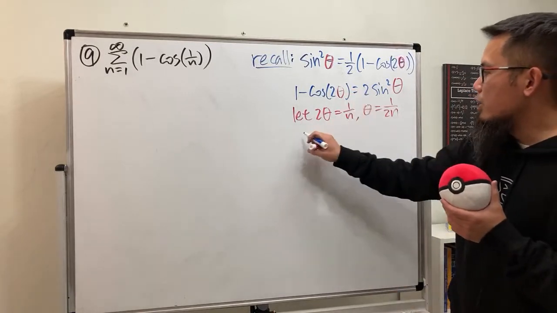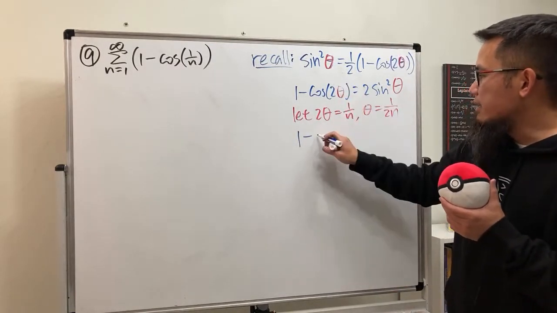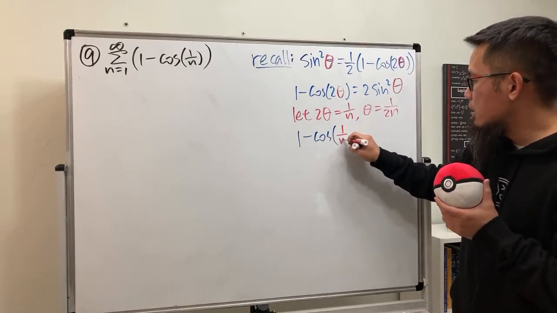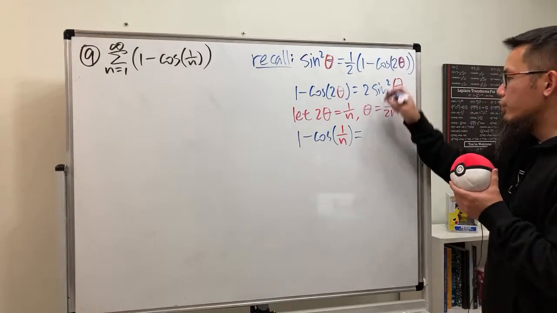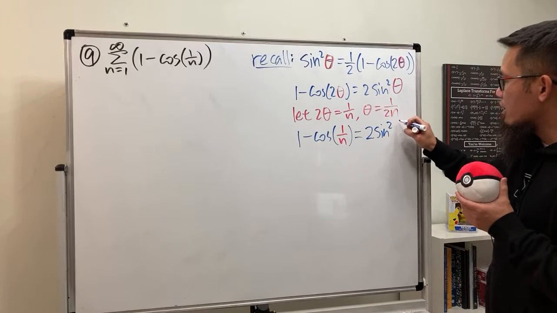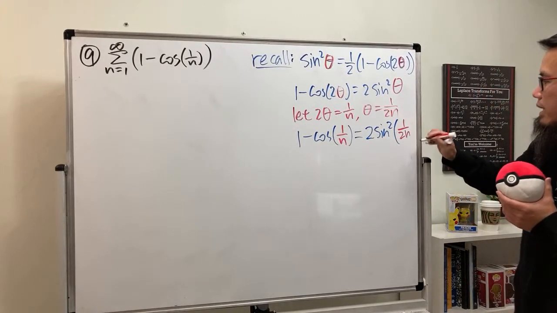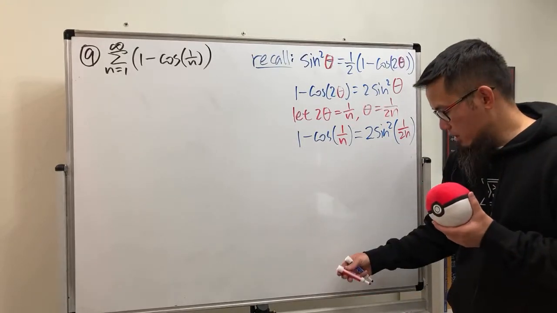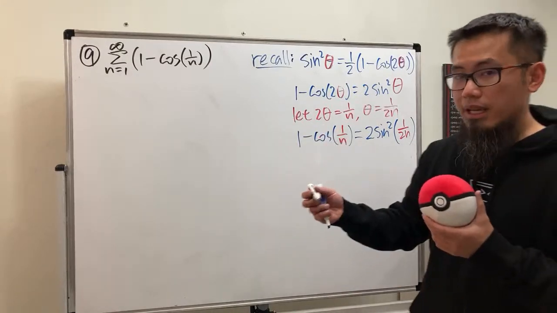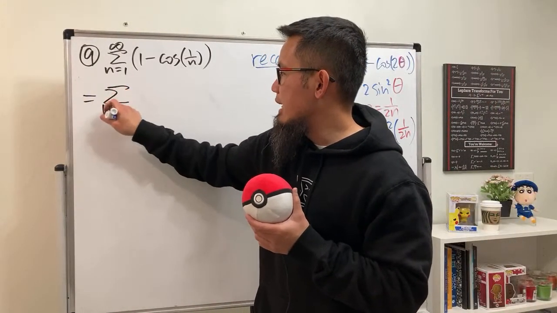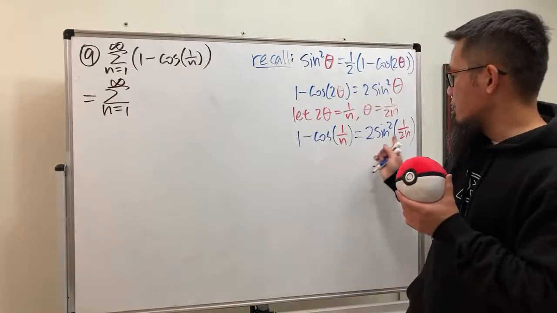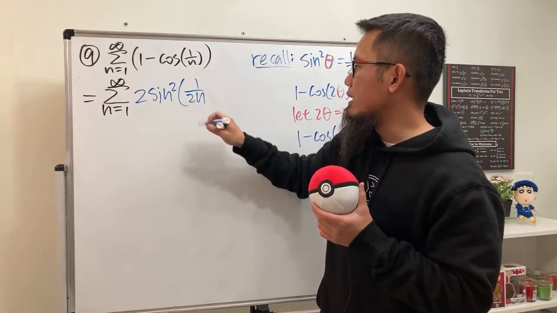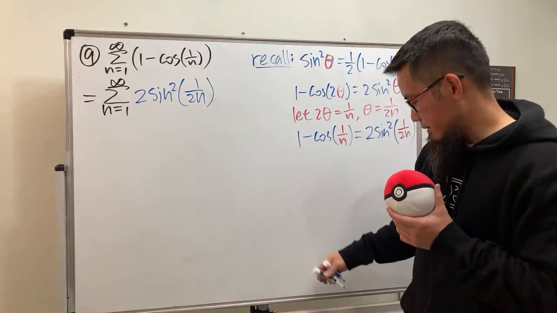So if you put this in here, you get a very nice identity. 1 minus cosine of 1 over n is nicely equal to 2 sine square of 1 over 2n. Very, very nice. So this will give us a lot of hint. Now, let's go back there and write it down. We just have to test out the series as n goes from 1 to infinity of 2 sine square of 1 over 2n. Like that. Okay?